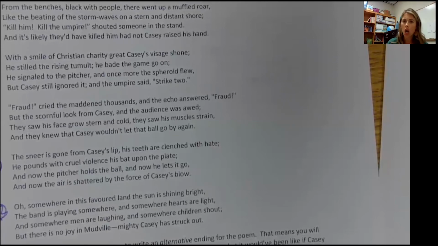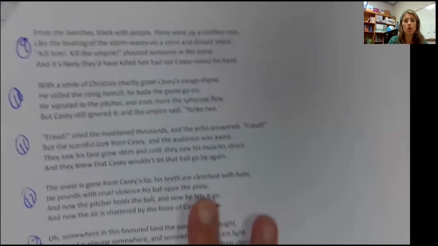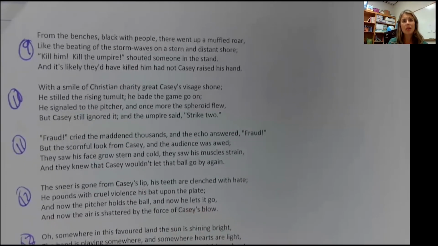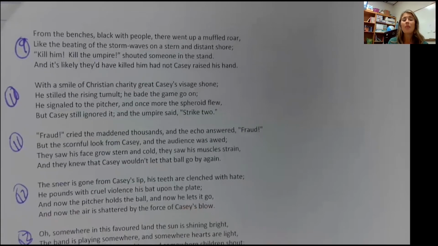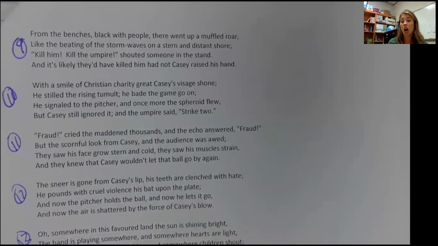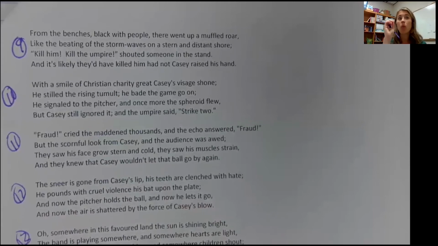Do we think the word shock works here? Or is there another word to describe their emotions? Kill him, kill the umpire. Do you think they're shocked? I don't think they're shocked. I think there's a better word. They're beyond shocked. Casey has let 2 pitches go flying by him. If I were a fan, I'd be thinking, what is he doing?